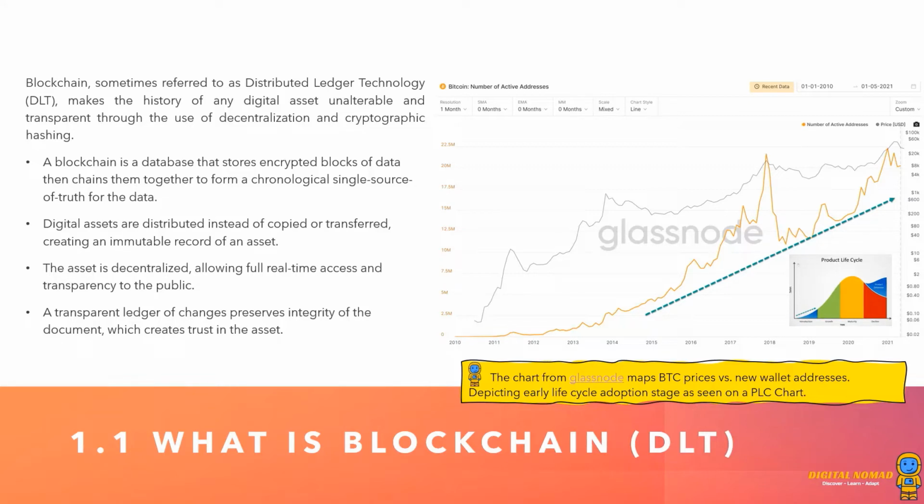Digital assets are distributed instead of copied or transferred, creating an immutable record of an asset. Think daisy chains of information blocks and timestamps. A decentralized blockchain allows full real-time access and transparency available to the public. Glassnode.com, as seen on the right, provides data, knowledge, and in turn confidence to make better investment and trading decisions. This is new emerging technology with less than 0.05% of our world's population owning crypto assets.